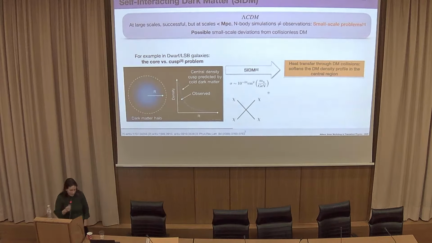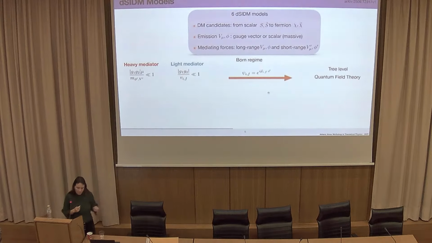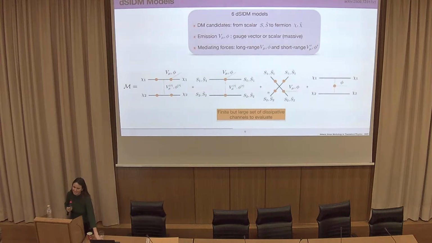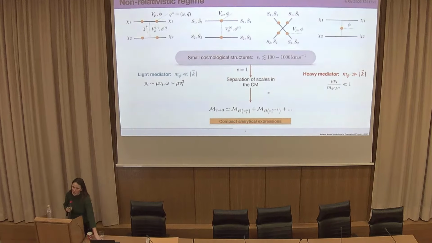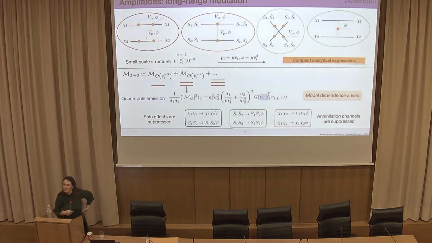Maybe you can go to slide number 5. You mentioned you studied 6 different models. If I am naive about the type of dark matter candidates and the type of mediators, I would count 8 models: the dark matter is scalar or fermion, the mediator is gauge or scalar, and the force is long range or short range. So why is it 6?